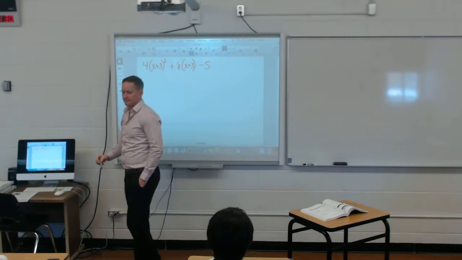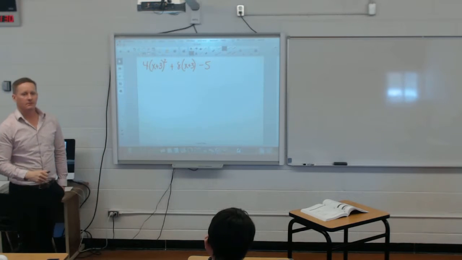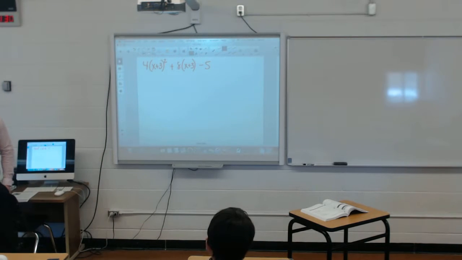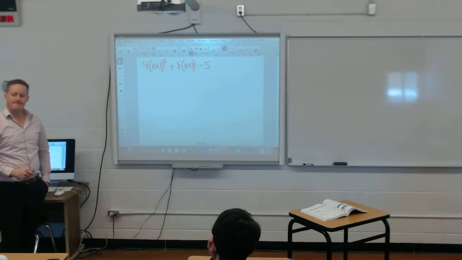Okay, can we factor this? Can you factor that? Well, x plus 3 is the greatest common factor. Yeah, it's a good idea though, Rex. Could you cube root it? That's better. No.